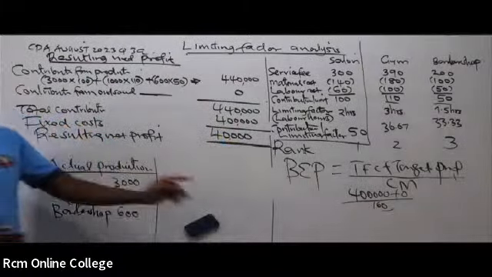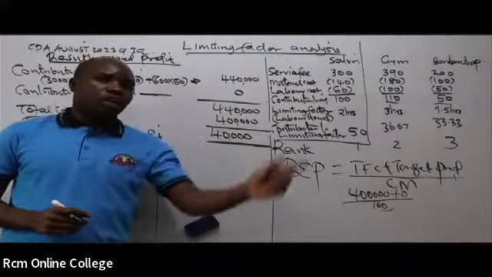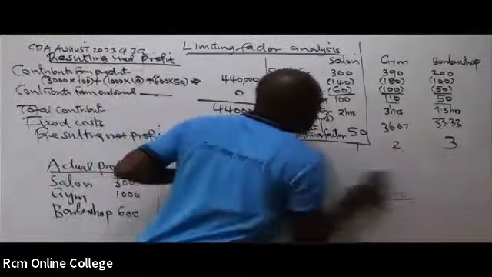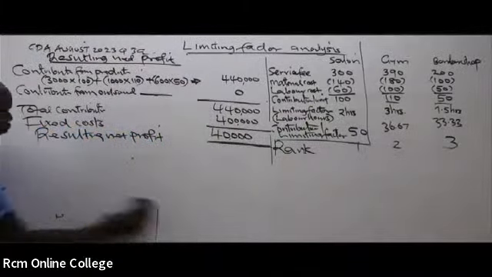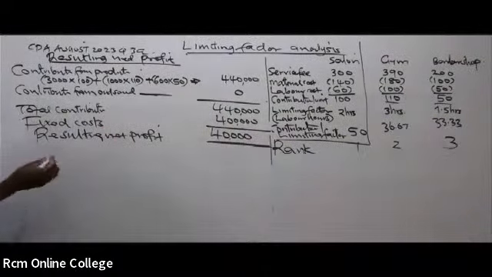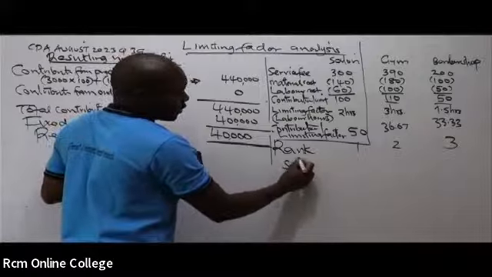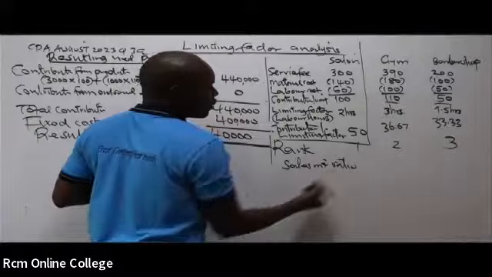But remember, these are multiple products. So for multiple products, we have to look at what we call the sales mix ratio, which takes another approach. Allow me to give you a brief explanation. So we need the sales mix ratio. How do we get the ratio?